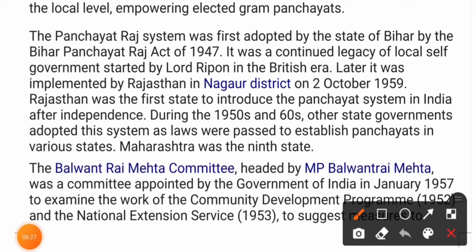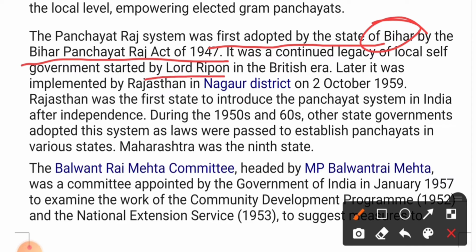Further it says the Panchayati Raj system was first adopted by the state of Bihar by the Bihar Panchayat Act 1947. It was a continued legacy of local self-government started by Lord Ripon in the British era. Later it was implemented by Rajasthan in Nagaur district on 2nd October 1959.